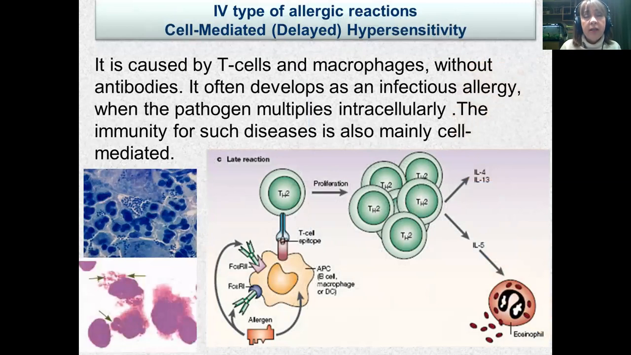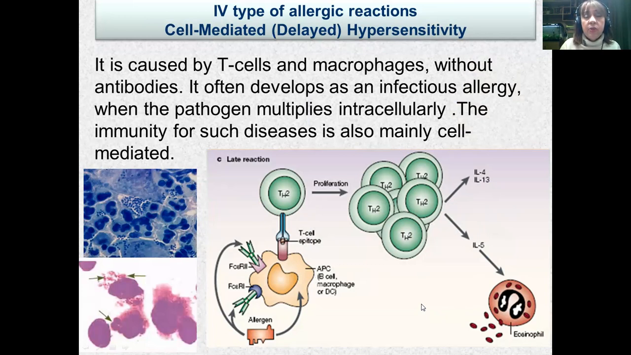And the fourth type of allergy is the cell-mediated or delayed hypersensitivity. It is caused only by T helpers, T cells, and sometimes macrophages are involved in it. T cells recognize the target cell, multiply, and produce interleukins to attract neutrophils, and the result is an inflammatory process, a local inflammatory reaction.